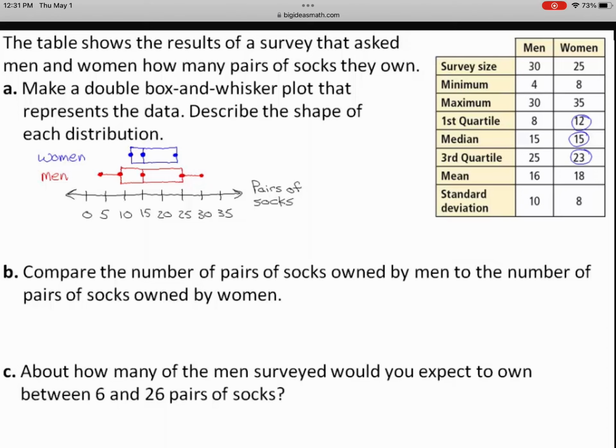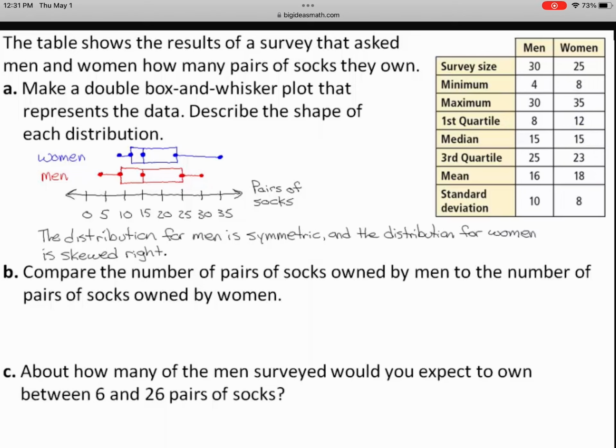Next, notice that the minimum value is 8, so plot a point at 8. Then notice that the maximum value is 35, so plot a point at 35. Then draw whiskers extending to the minimum and maximum value. Using the box and whisker plots, you can see that the distribution for men is symmetric and the distribution for women is skewed right.